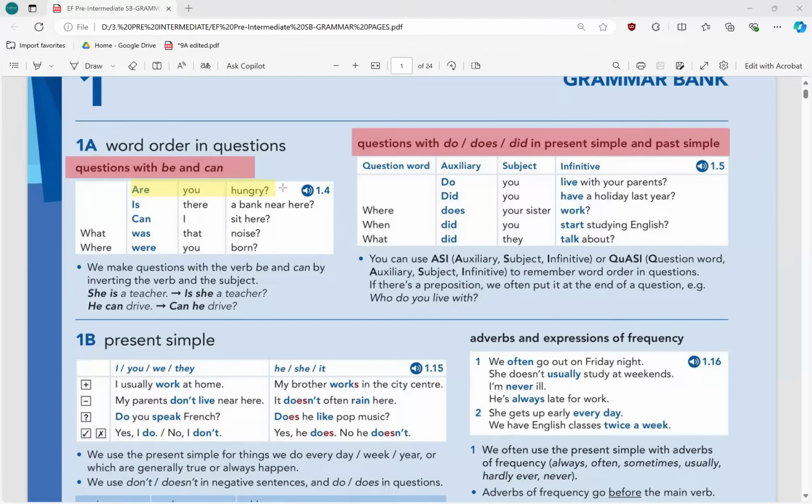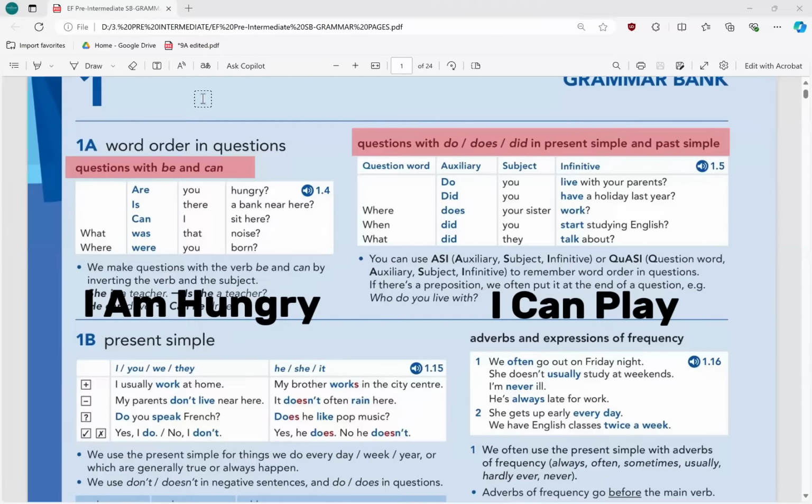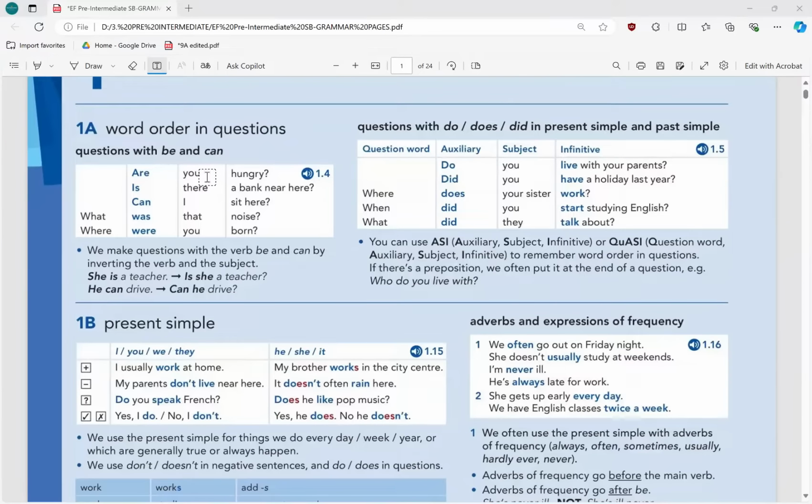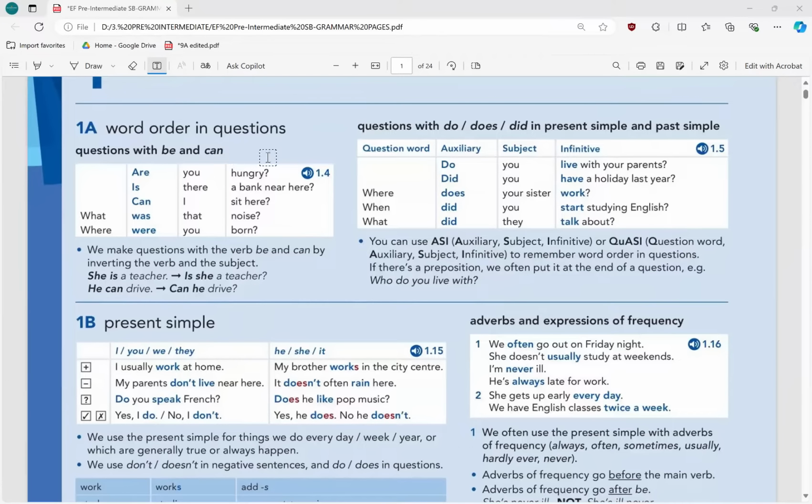For example, look, are you hungry? The real sentence of this is I am hungry, for example. You see, guys, the sentence is I am hungry. So we have got am here, or I can play. In this sentence, we have got can. So if I want to make a question from them, I'm not going to get help from do or does. So the first thing that we should know is if there is be or can in our sentence, and I want to make a question from them, we're not going to use do, does, did.